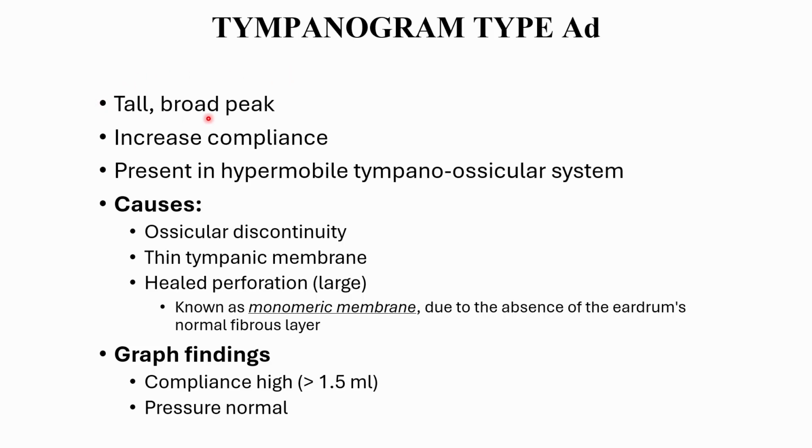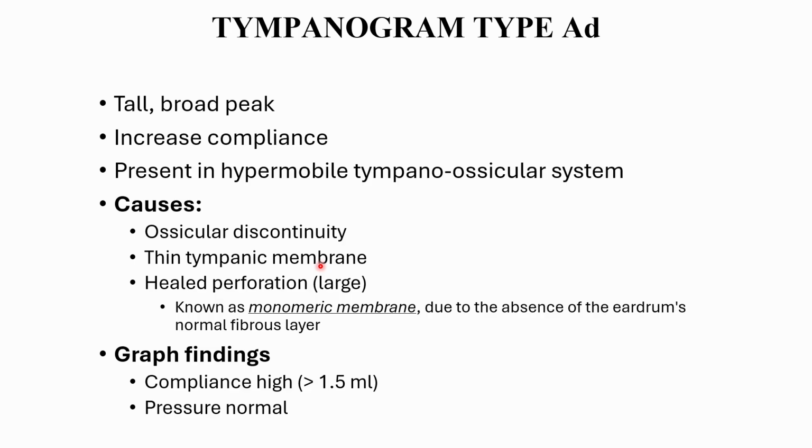Now, second is the tympanogram type AD. So there will be a tall and broad peak, there will be increased compliance, and it will be present in a hypermobile tympano-ossicular system. The main cause is ossicular discontinuity, because once the connection is lost, the eardrum will move freely, whereas normally the ossicles and the muscles attached to them restrict the excessive movement. Second is when the eardrum is very thin, so it can also affect the mobility, causing hypermobility.